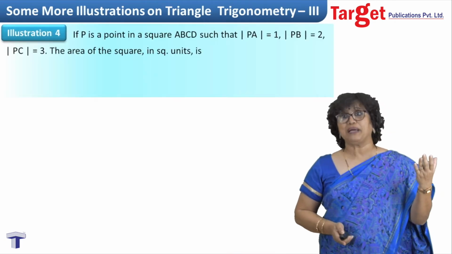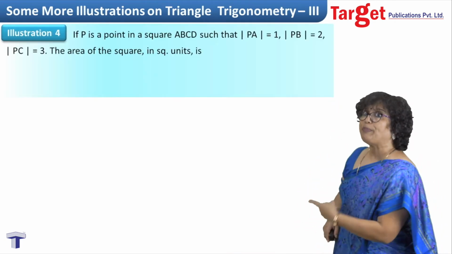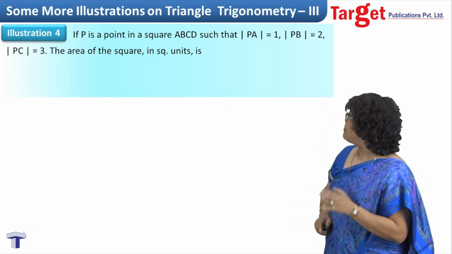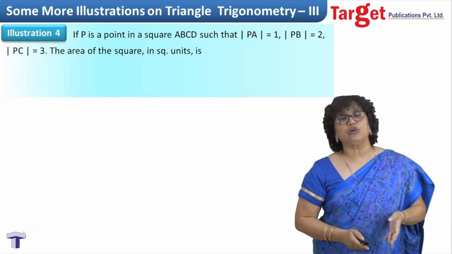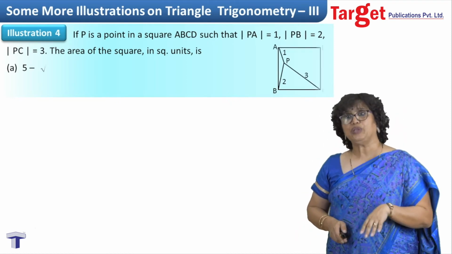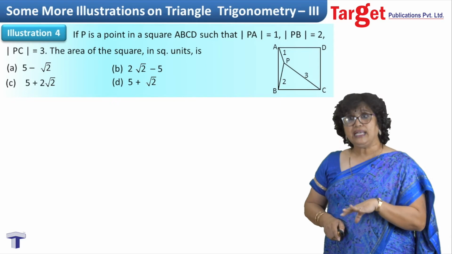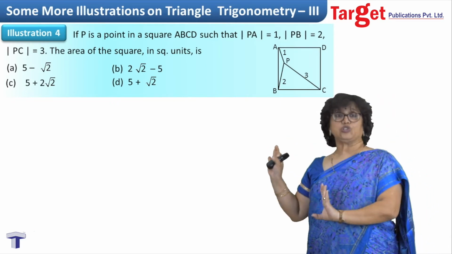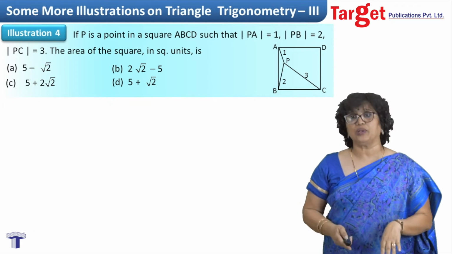And it could be perhaps my last question in the session. If P is a point in a square ABCD such that PA is equal to 1, PB is equal to 2 and PC is equal to 3, the area of the square in square units we are asked to find. And 4 options are given. We have to pick up the correct one. Now the picture is also given so that there is no ambiguity at all.